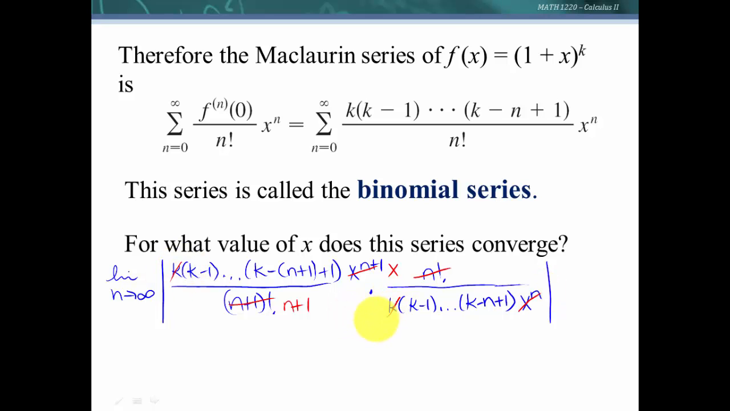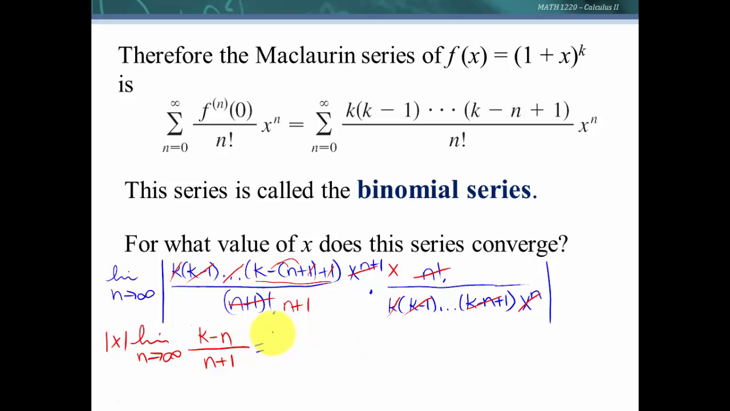Now this k and all of these will cancel, and this will be the nth term, so that'll cancel with the 1 in front of this, but we will be left with this piece. If we distribute this through, the 1's will also cancel. So what we have left is, we can go ahead and put this x out in front, limit as n approaches infinity of, here we have k minus n over n plus 1. And for this to converge, we need this to be less than 1.